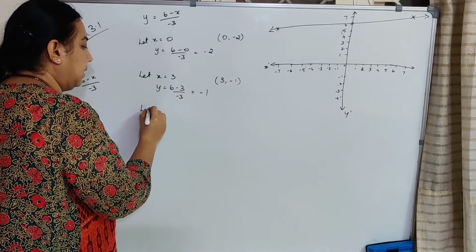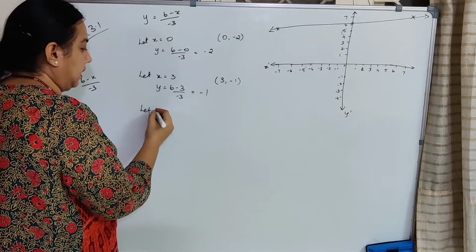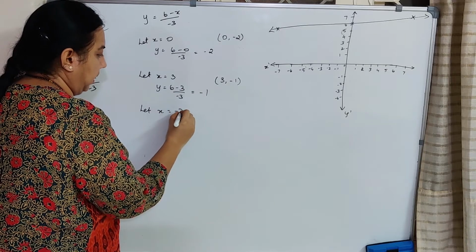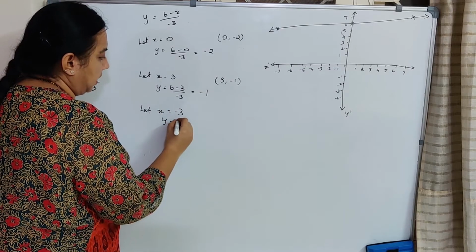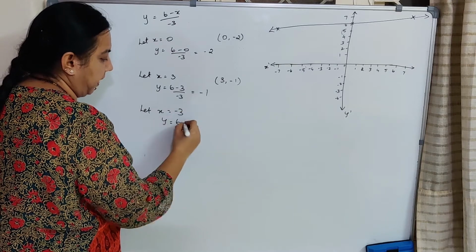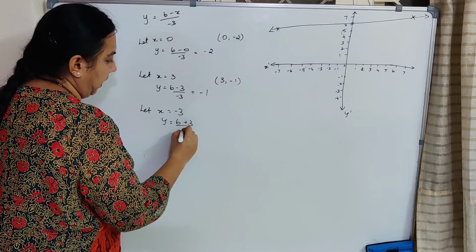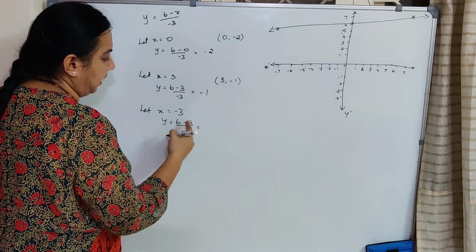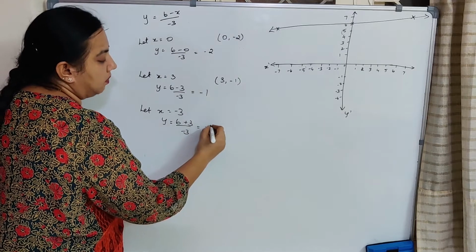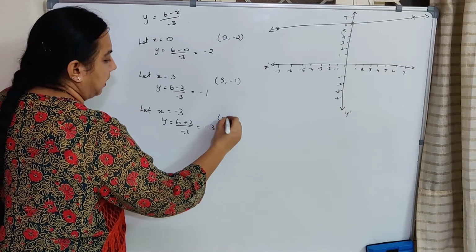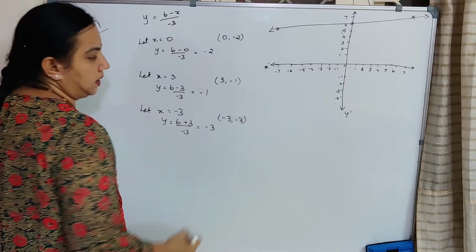Next, again I am going to use minus 3 here. x is equal to minus 3. So y becomes (6 minus of minus 3, so plus 3) by minus 3, and that becomes 9 by minus 3, so it becomes minus 3. And the point again is (minus 3, minus 3).